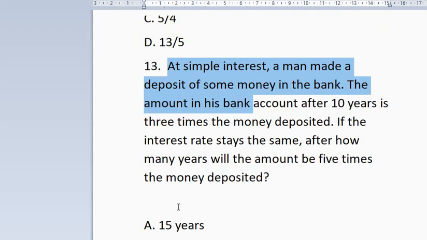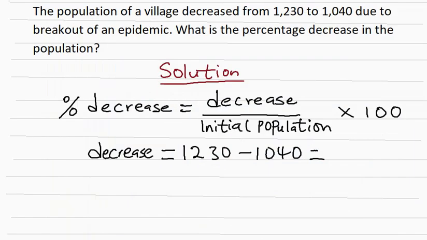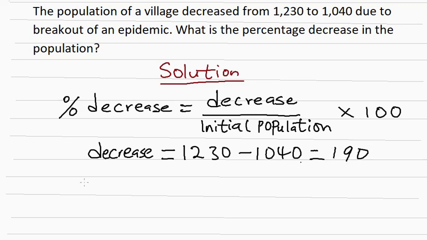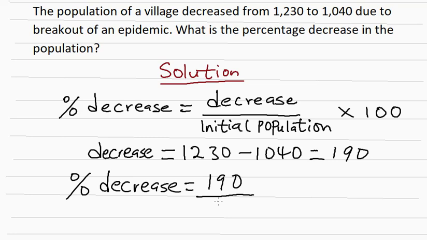So here we go. 1230 minus 1040 is 190. So percentage decrease now is equal to 190 divided by the original, which of course is 1230, then times 100.